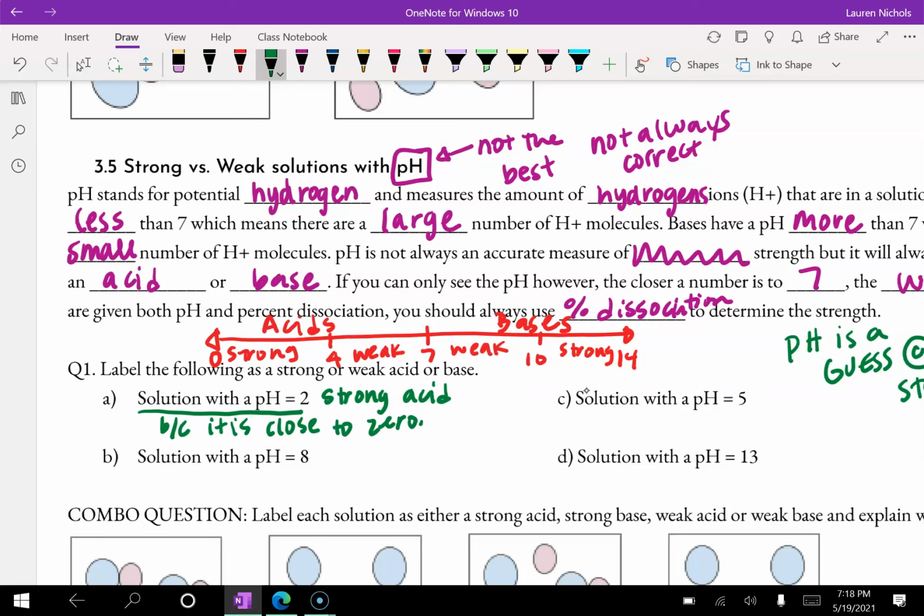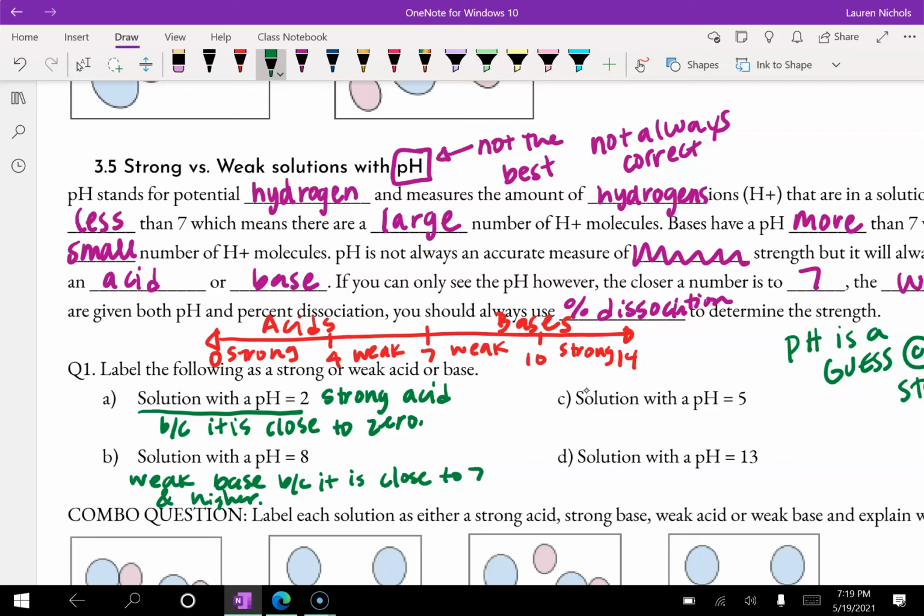Or, for example, a solution with a pH of 8. 8 is higher than 7, so you know for sure it's a base, but since it's so close to 7, we could say that this is a weak base because it is close to 7 and higher, right? And we might want to add that to A.